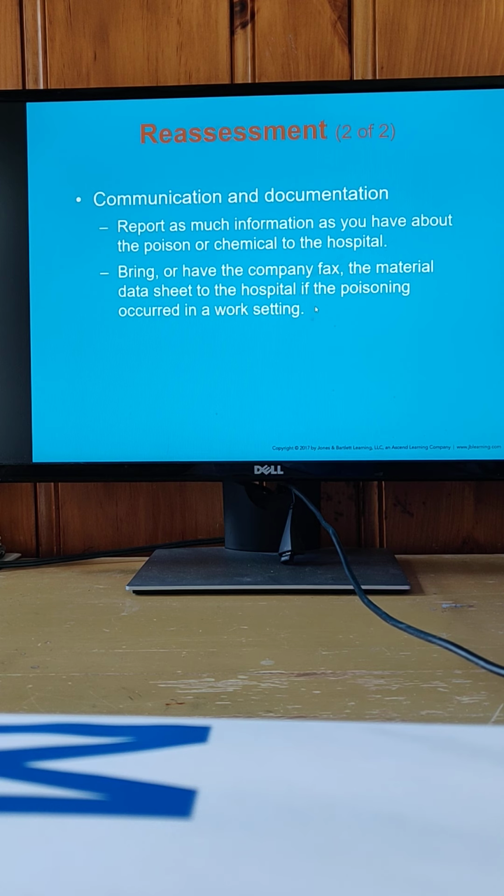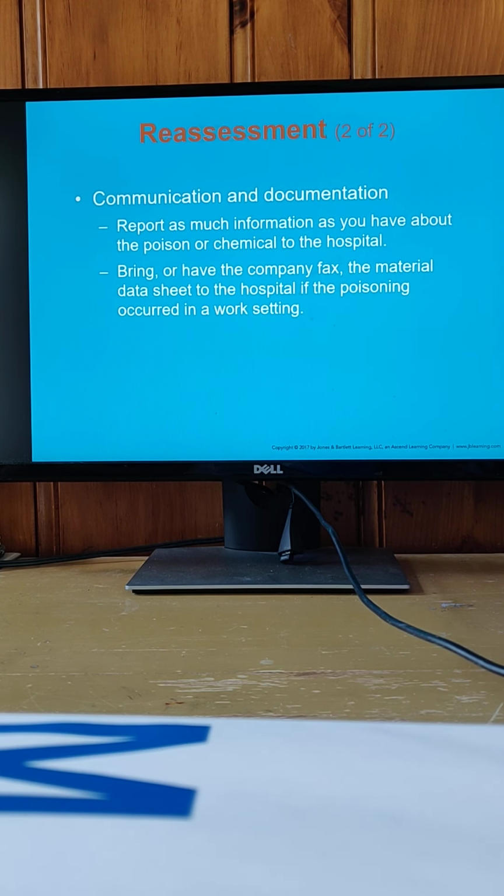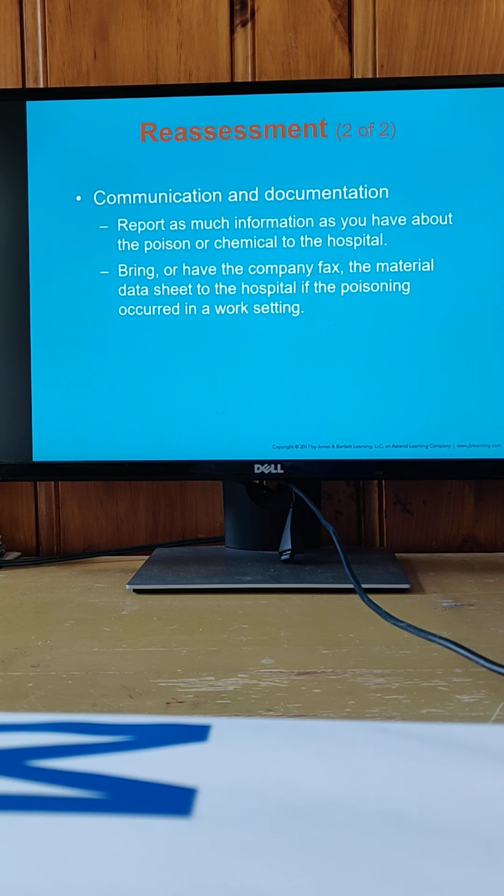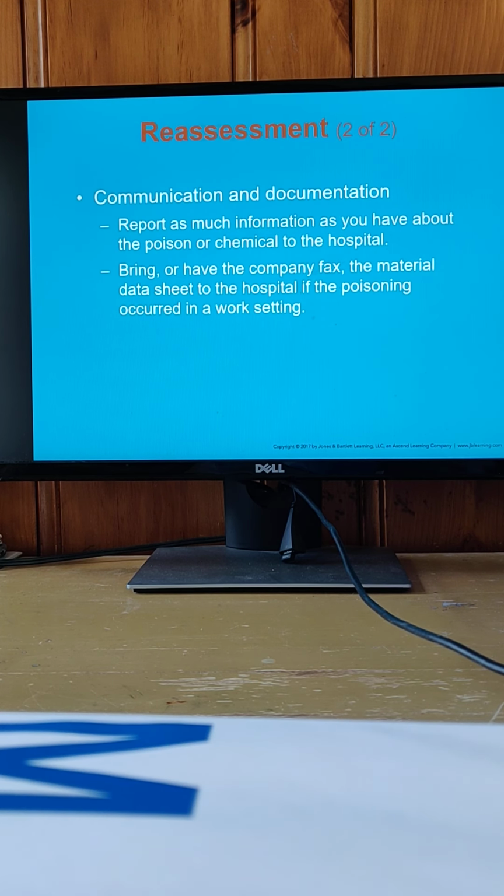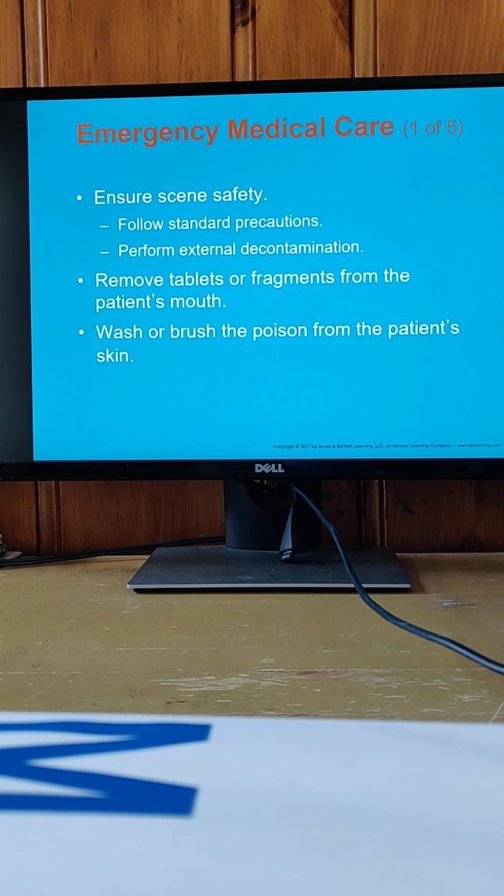Communication and documentation. Report as much information as you can about the poison or chemical to the hospital and everything that took place. The condition of the location you were, what you smell, what you hear, see. Okay? Bring or have the company fax the material data sheet to the hospital if the poison occurred at a work setting. So if it was an industrial accident and they have MSDS sheets, get the MSDS sheets from them. So you can provide that stuff to the hospital and they can take a look and they can figure out what the guy was poisoned with.